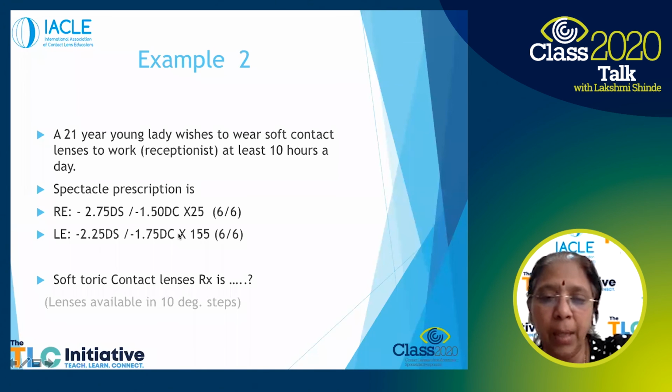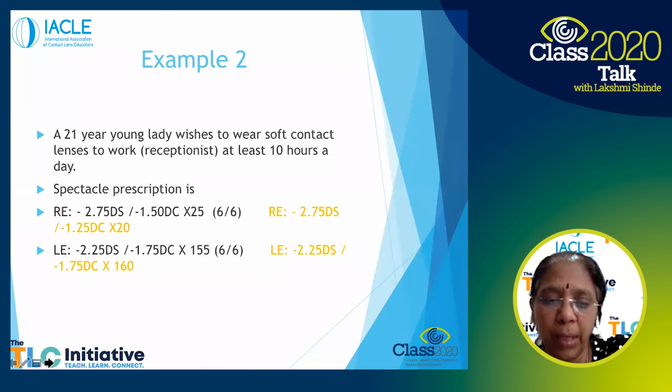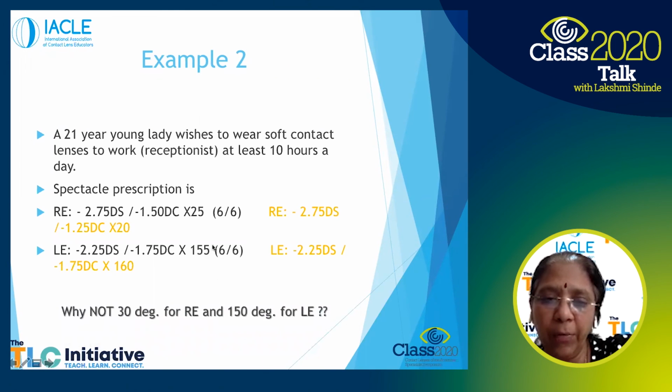So just keeping in mind the lid factor, in terms of the right eye, we would rather go in for 20, and in terms of left eye, we would order a 160, okay? And we wouldn't really go ahead and look at something like 30 and 150. That's wrong. So in the right eye, you always, because of the lids, you tend to subtract a little bit. And on the left eye, you tend to add because of the lid influence in terms of the rotation of the contact lens.